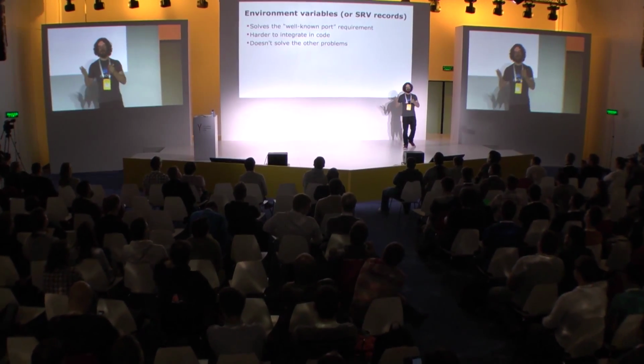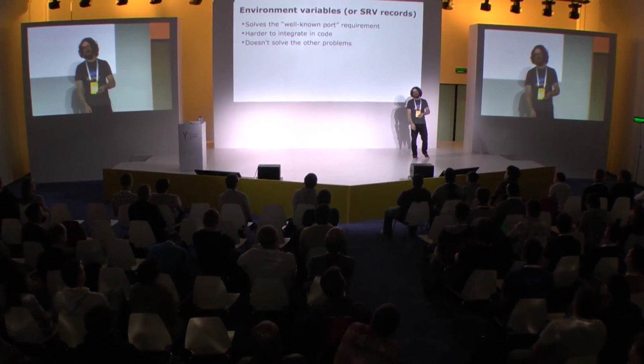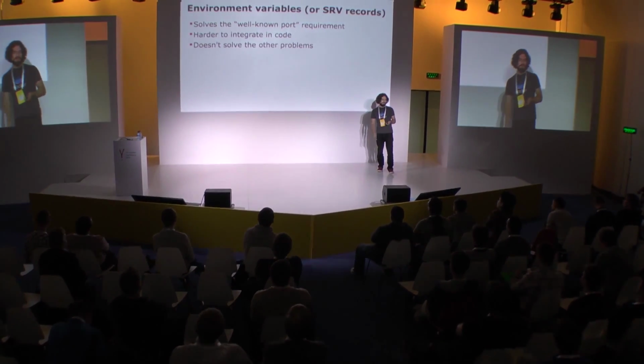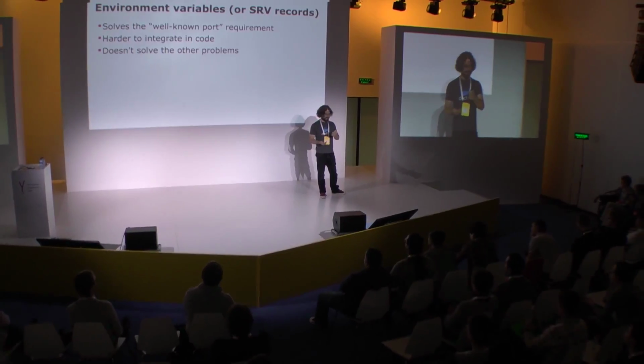A variant is to use environment variables or DNS SRV records. It doesn't really improve the situation. It just helps with the port number, because when you have just a DNS host name, it doesn't tell you on which port to connect. So you typically connect to the default port, 5432 for Postgres, 3306 for MySQL, and so on. So with SRV records or environment variables, you can also specify a port.